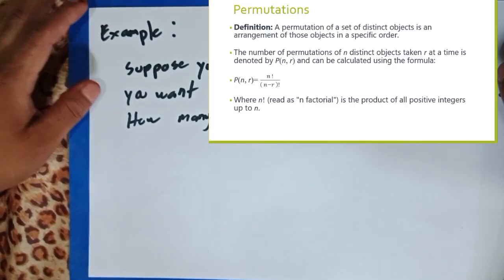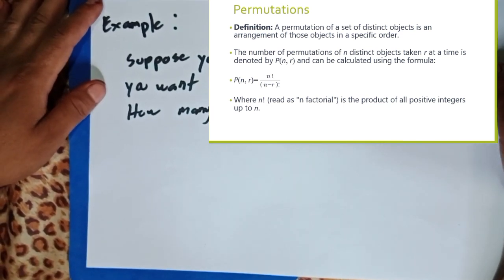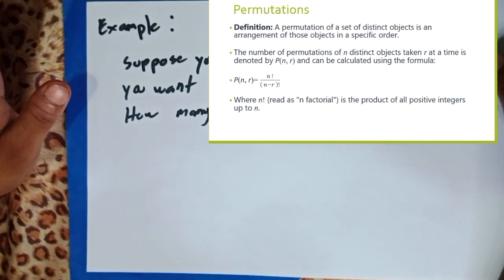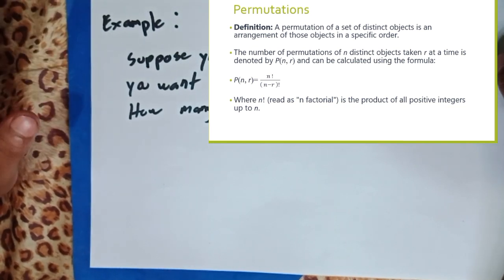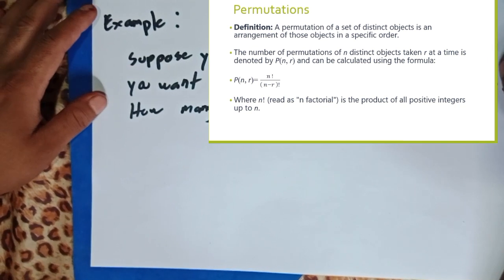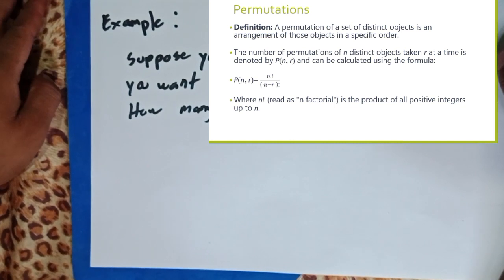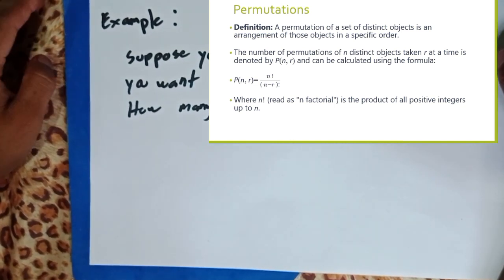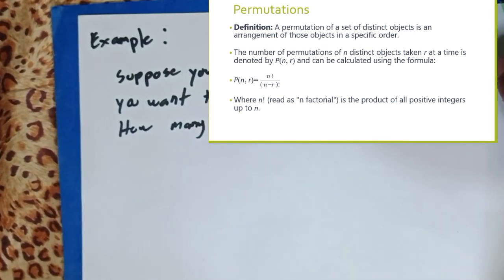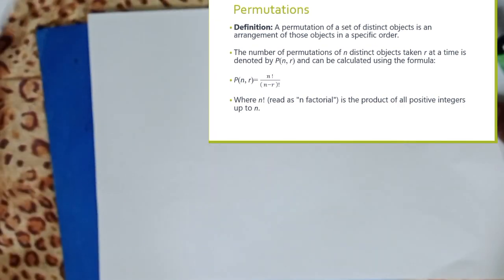Let's first have the definition of a permutation. A permutation is an arrangement of a set of 5 distinct objects in a specific order. The number of permutations of n distinct objects taken r at a time is denoted by P(n,r). This is the formula for permutation.